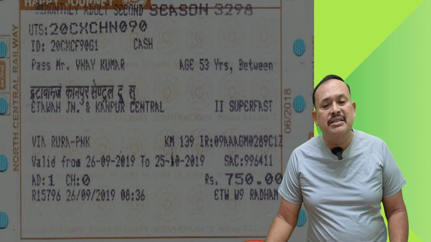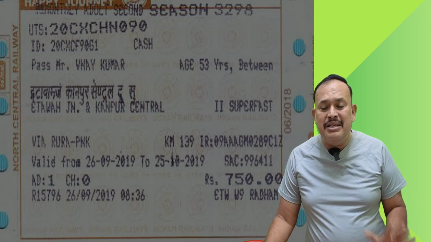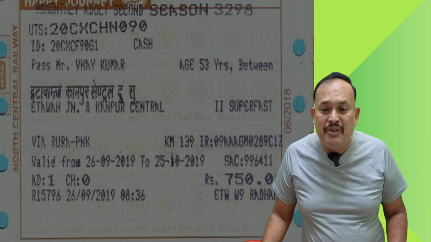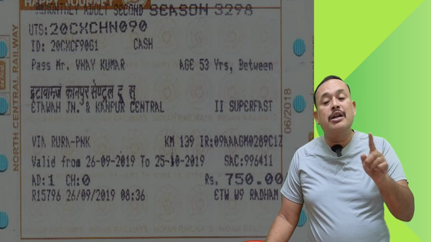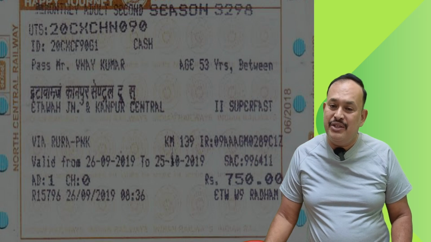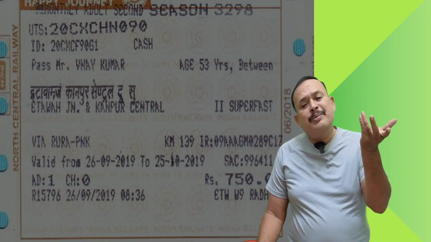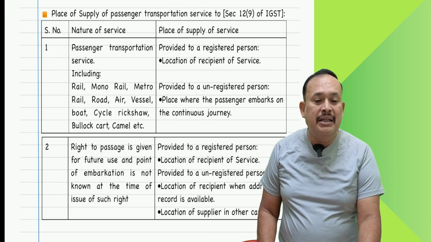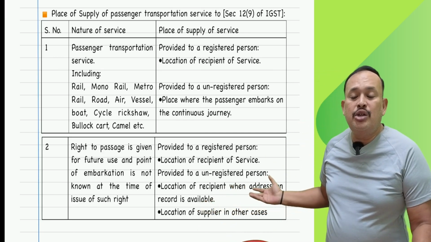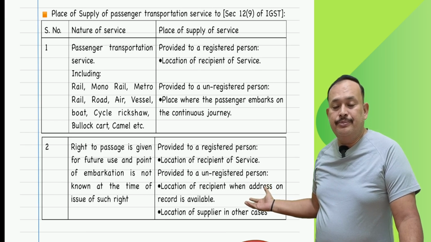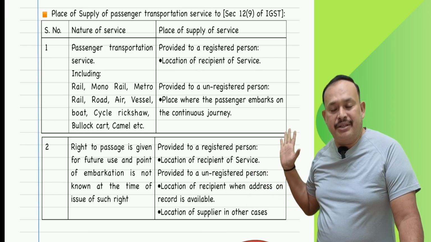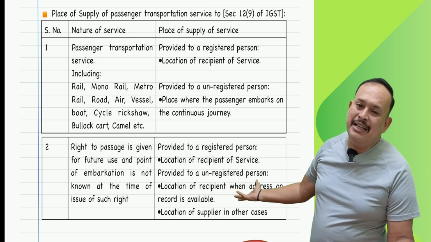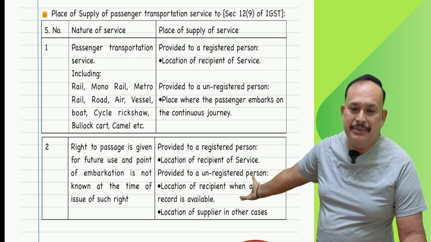Therefore, the law of the land says that the location of the recipient is the place of supply. For an unregistered person, the address of the recipient available with the supplier is the place of supply in case of right to passage for transportation of passenger services. Sir, if the address of the recipient also is not available, then the location of the supplier is the place of supply. What you understand is that section 12(2) will be applicable here also. Right to passage is nothing but a seasonal ticket. Place of embarking is difficult to identify if the recipient is an unregistered person. Therefore, take the help of section 12(2) and decide the place of supply.